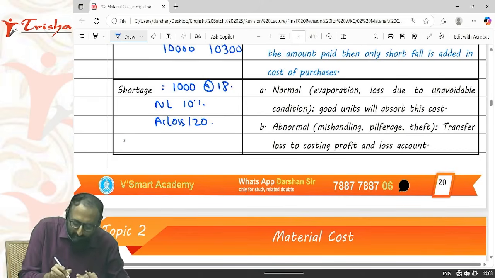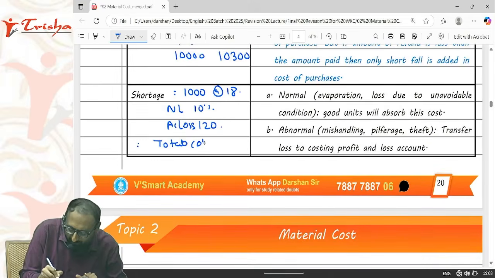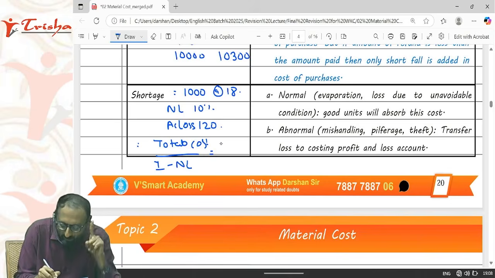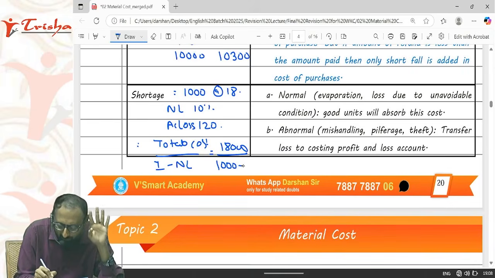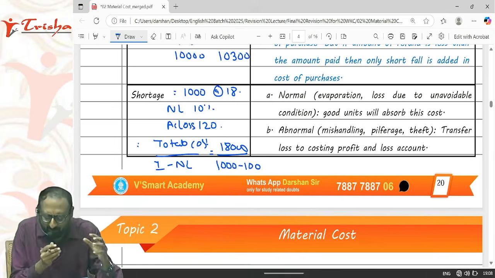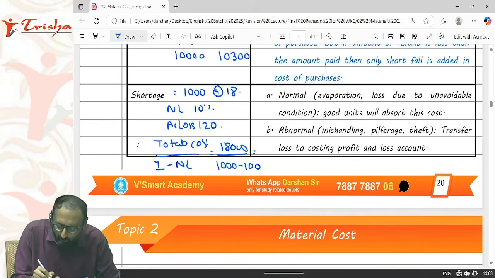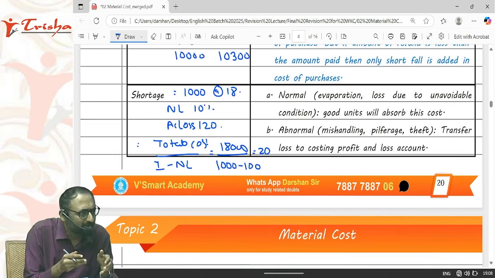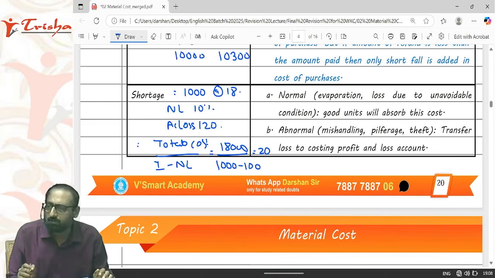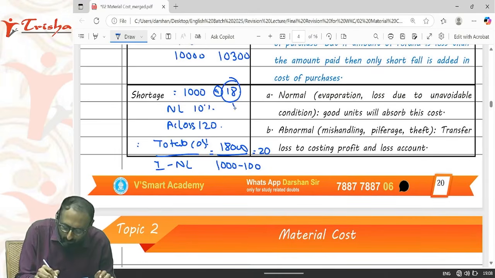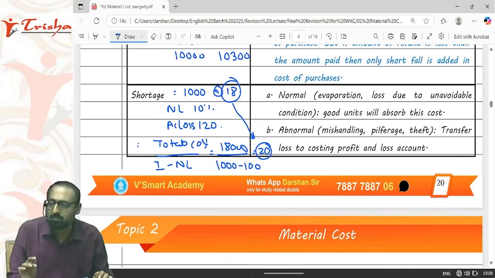Sir ji, the formula is very simple. Total cost divided by input minus normal loss. Check how much is the total cost. Is it 18,000? Divided by input 1,000, normal loss 100. Sir ji, 18,000 divided by 900, your answer comes to 20 rupees. Is it inflated? 18 goes to 20.